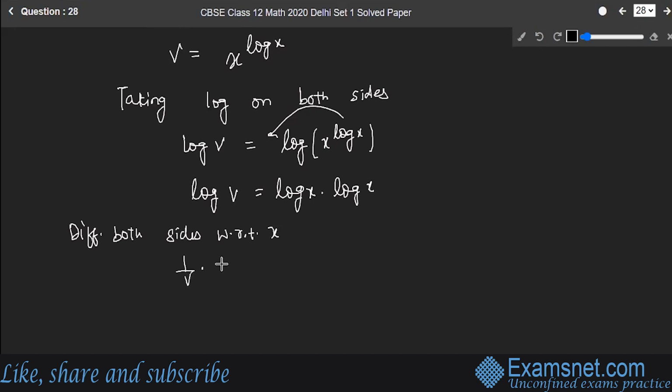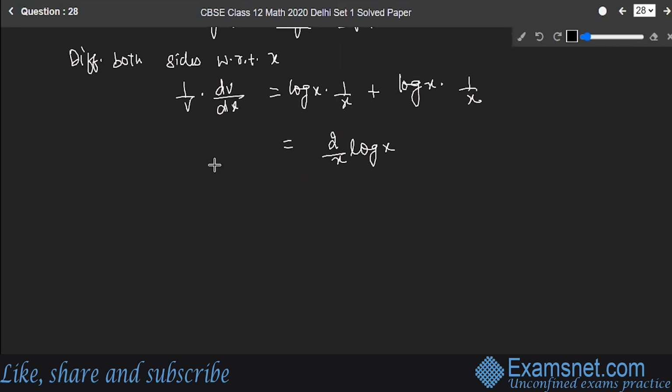You have 1 upon v into dv upon dx. This is the first function into the derivative of the second plus the second function into the derivative of the first. So first function into 1 by x plus second function into the derivative of first. So this will give you 2 upon x log of x itself. And we will bring v to this side with multiplication. So you have this as x raised to power log of x multiplied by 2 upon x log of x.